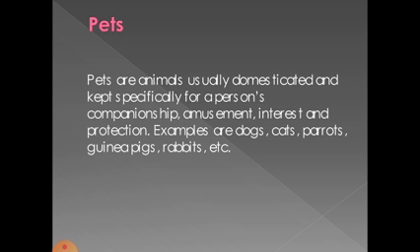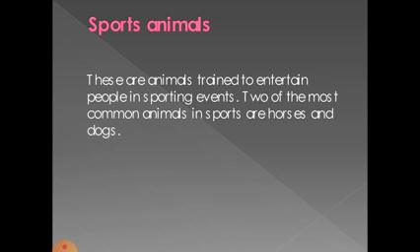Pets. Pet animals are usually domesticated and kept specifically for a person's companionship, amusement, interest, and protection. Examples are dogs, cats, parrots, guinea pigs, rabbits, etc. Sports animals. These are animals trained to entertain people in sporting events. Two of the most common animals in sports are horses and dogs.